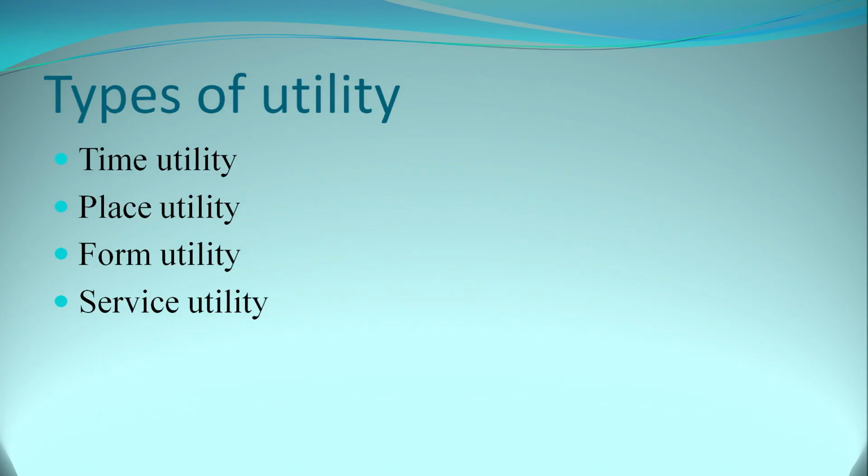Place utility, the same concept as usual. There was time, here is place. When you derive utility or when the degree of utilities changes with respect to change in place, when the geographical location changes, the utility of the commodity also changes. The fooding habit, in Odisha and Punjab, they are using more wheat, we are using more rice.